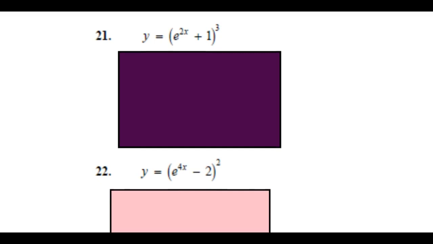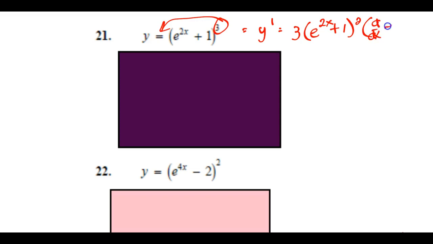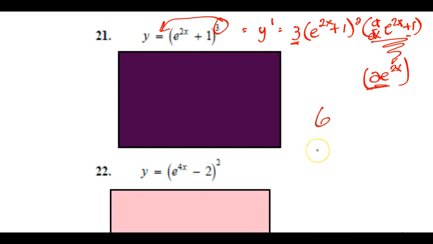Remember, for 21, you're going to have to do the chain rule. The derivative of the outside, so y prime, right down the inside. Don't forget to decrease the exponent by 1, times the derivative of the inside, e to the 2x plus 1, which is 2e to the 2x, and the derivative of 1 is just 0. So this 2 can get multiplied by that 3, and I suppose I've got a 6 somewhere floating around.